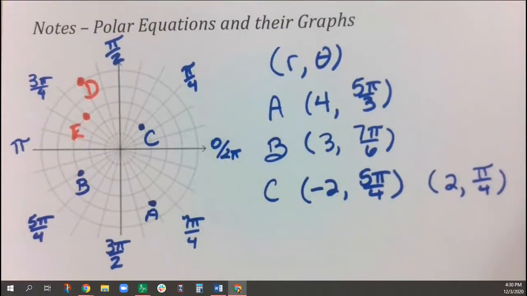Okay, now you can see I've added 2 points to our graph here over in quadrant 2. And I want you to pause the video in just a moment and write at least 2 sets of coordinates for each of those points.